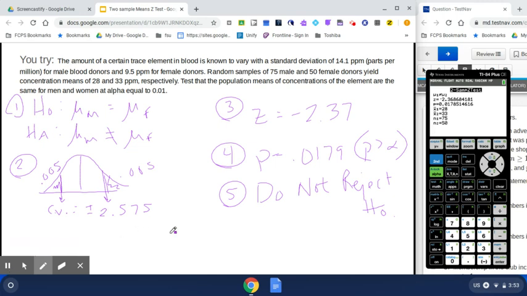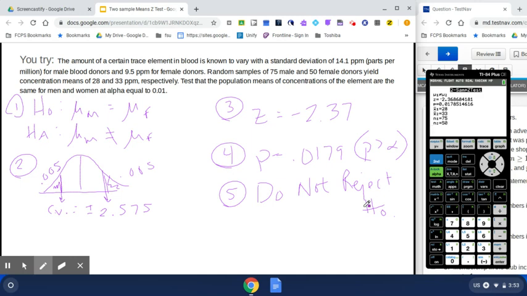All right, guys, here's the solution to this second example that you try. For step number 1, the null hypothesis, the mean for males is equal to the mean for females. And the alternative hypothesis, since we are not given any directional indication, we would just say the mean for males is not equal to the mean for females. Step number 2, I took that alpha value of 0.01 and cut it in half since it's a two-tailed test. So 0.005 on each tail gives me a critical value of positive or negative 2.575.